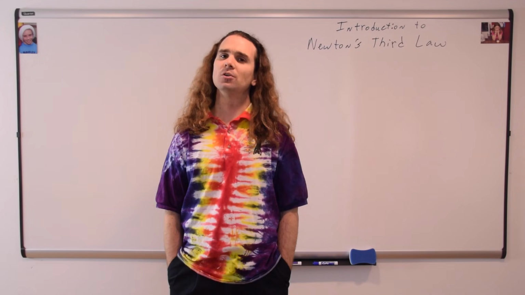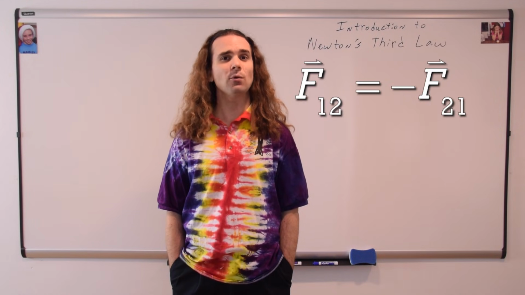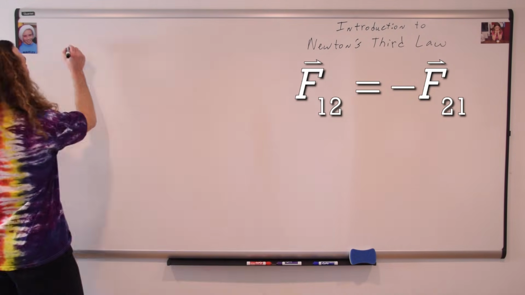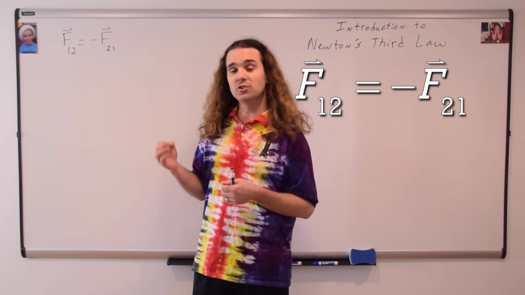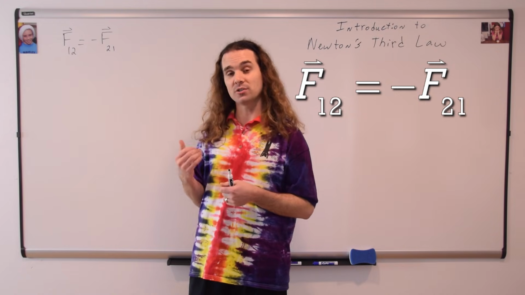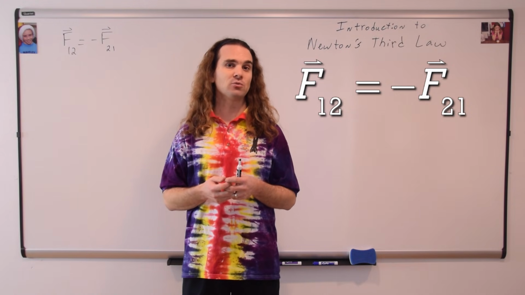Physics. Newton's third law is an equation. For every force F sub 1,2, there exists an equal but opposite force F sub 2,1, where both forces are vectors. Every force is the result of an interaction between two objects.